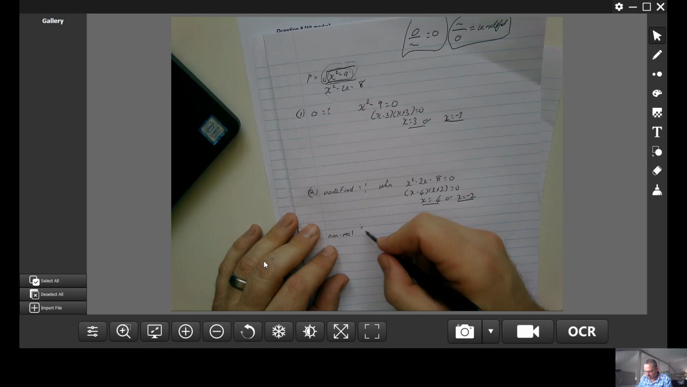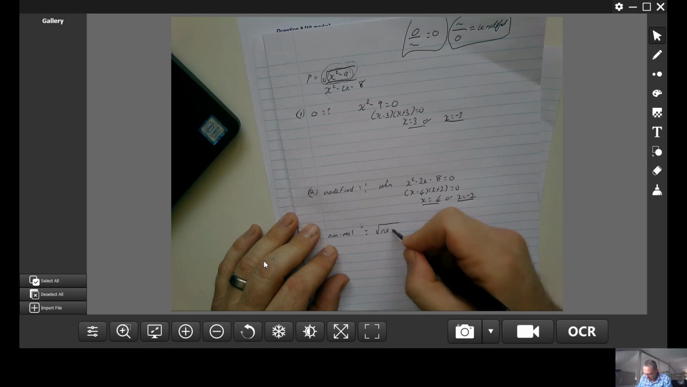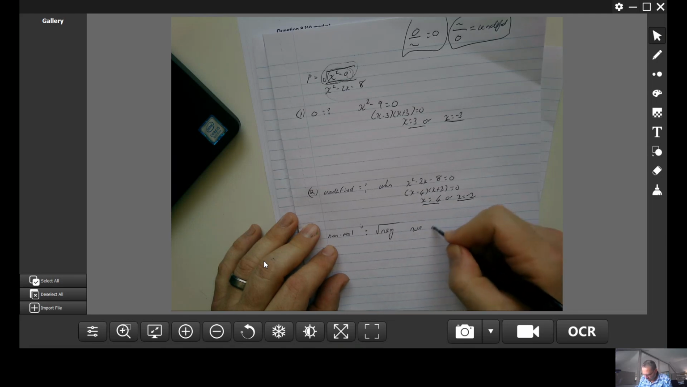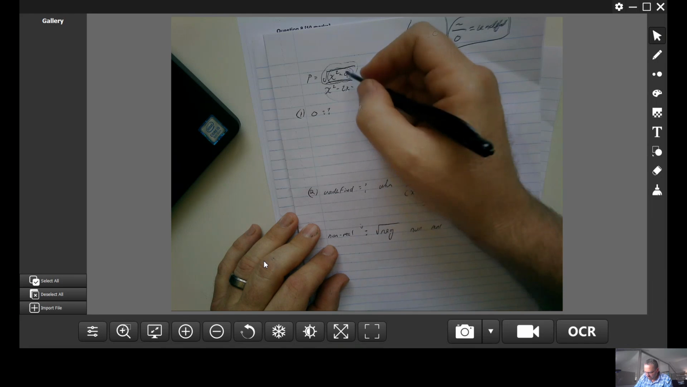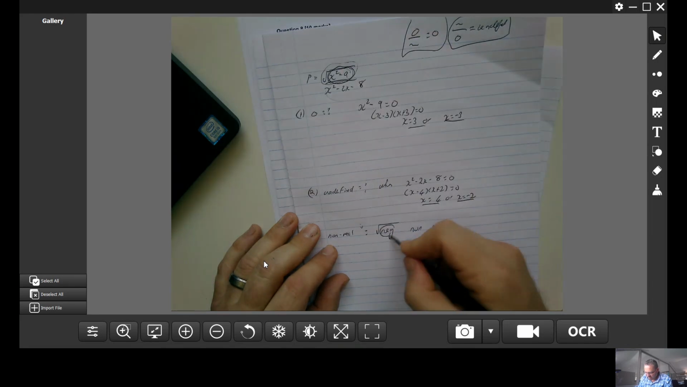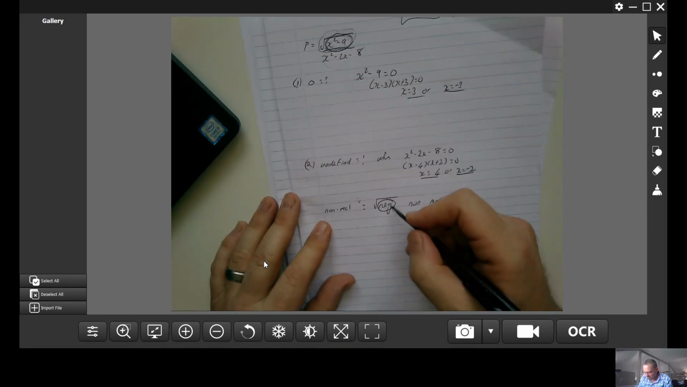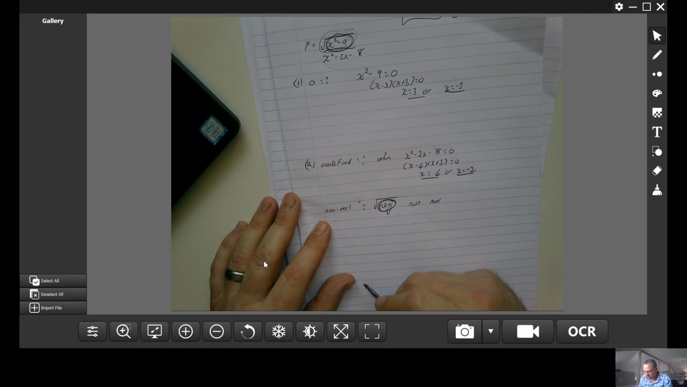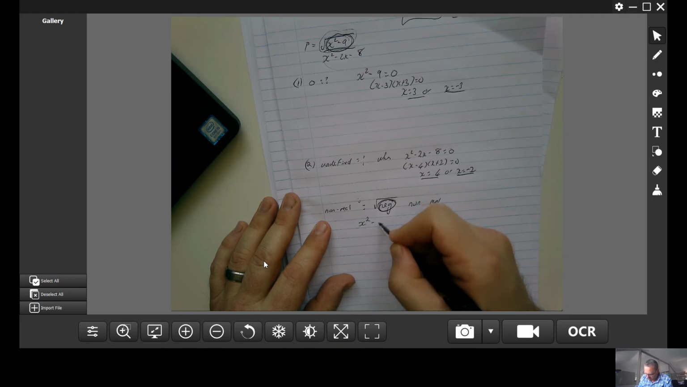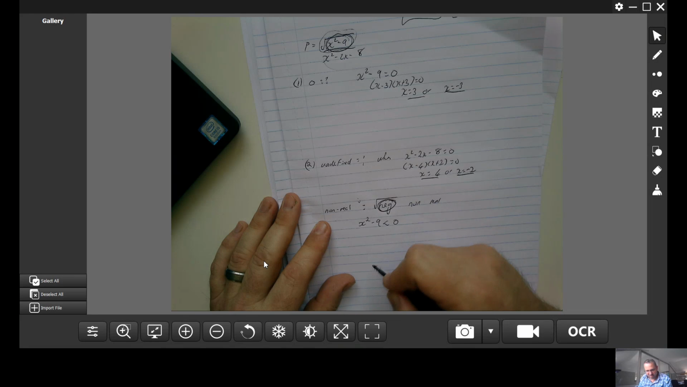And the key concept of something being non-real is that the square root of a negative is non-real. This is a common way that they test quadratic inequalities. If what's under the square root is negative, it will be non-real. So in this case, it will be non-real when x squared minus 9 is less than 0.